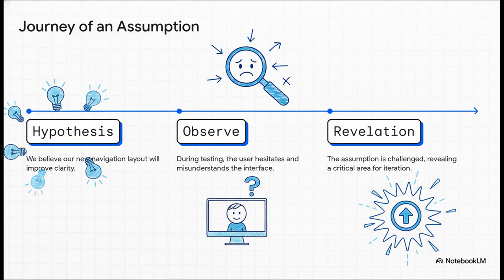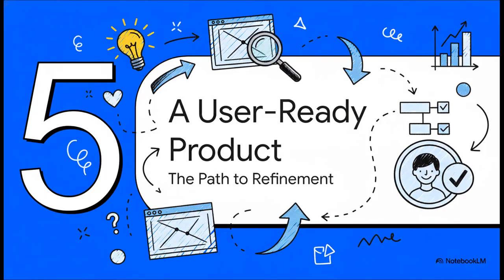But then comes the observation in your Truth Lab. The user stops. They hesitate. You can see the confusion on their face, and bam, that's the revelation. Your assumption was just proven wrong. And you haven't failed, not at all. You've just been handed a crystal clear roadmap of exactly what you need to fix. And that whole cycle of discovery, of turning your best guesses into hard evidence, that's what moves your project forward.